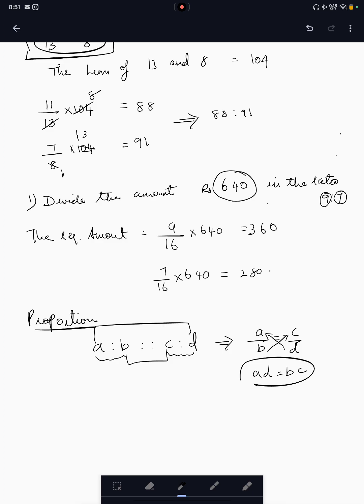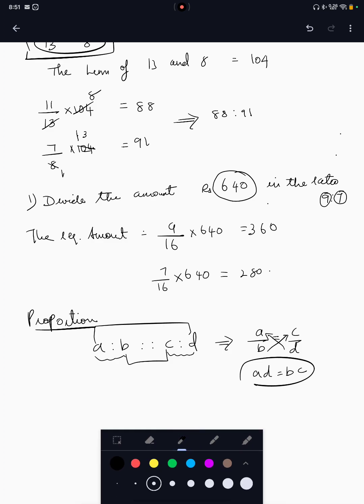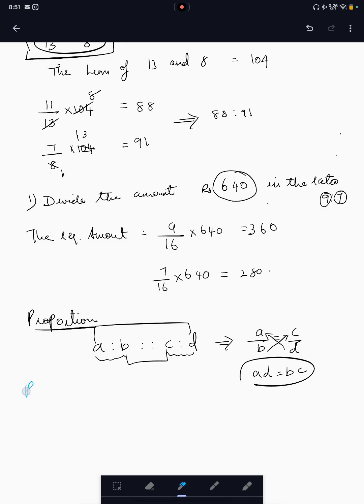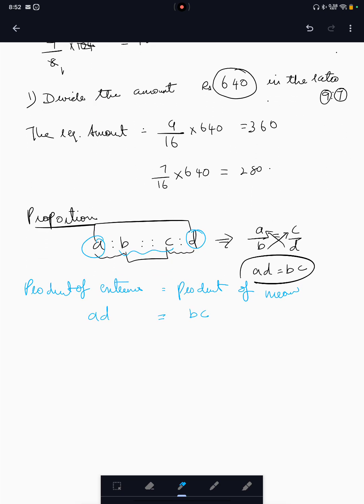Means the formula is: product of extremes is equal to product of means. The extremes are A and D, the two ends. The means are the middle terms, B and C. So AD is equal to BC. Okay, so that is the thing.